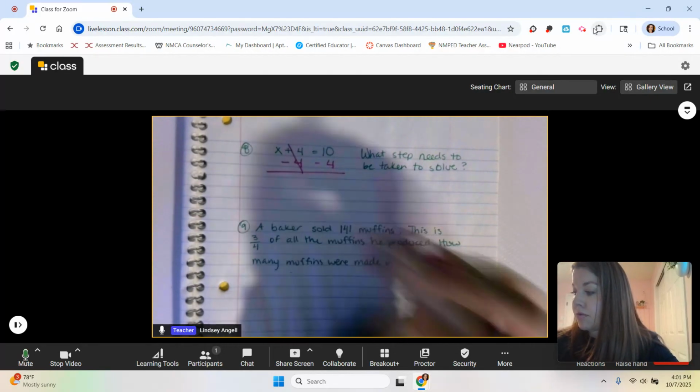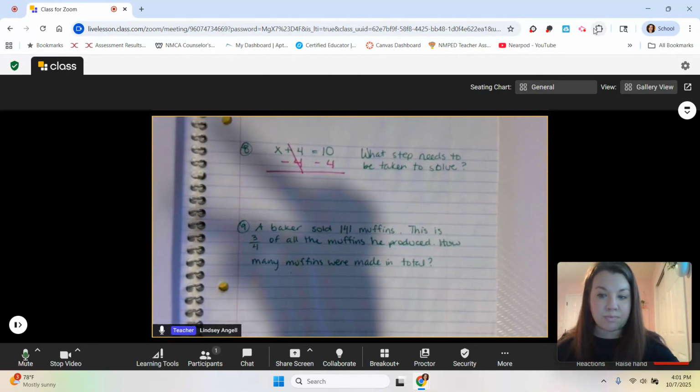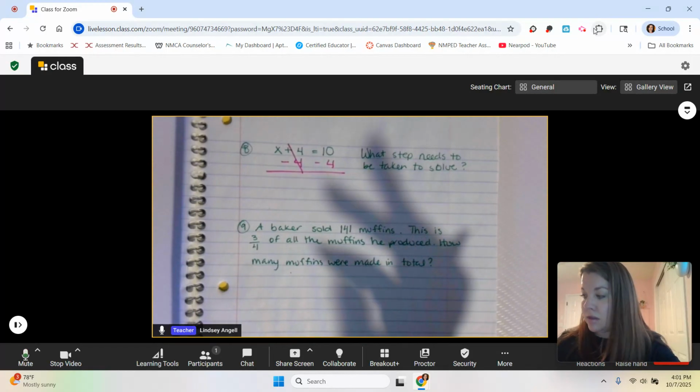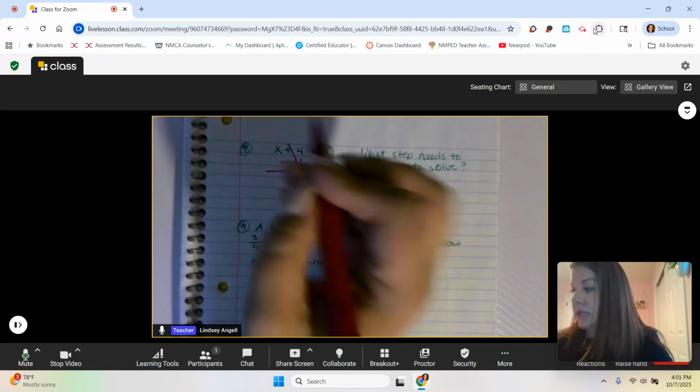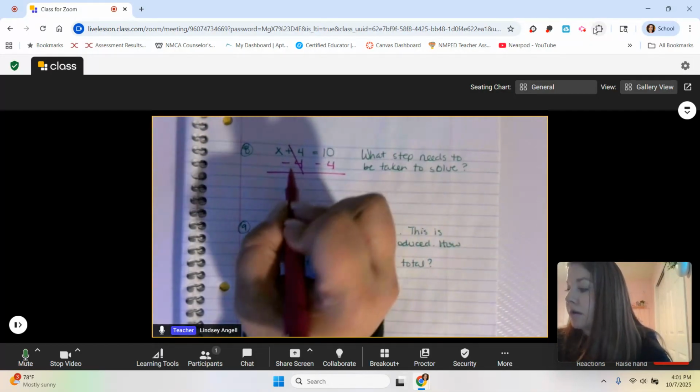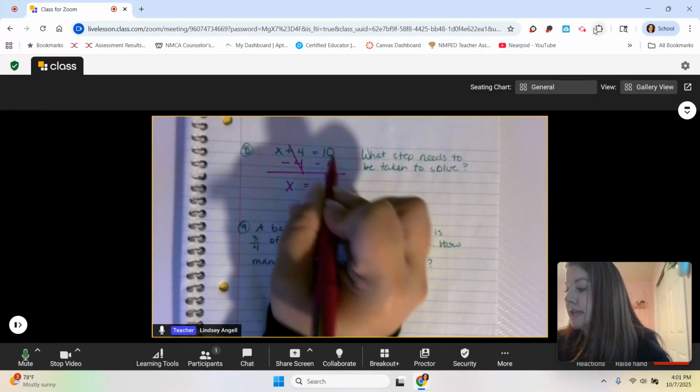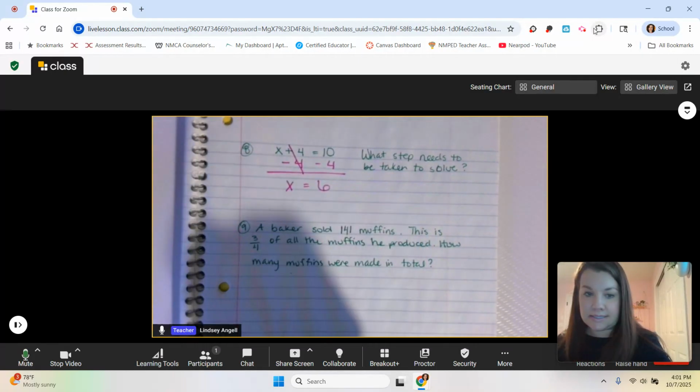Okay, now in your test, it's going to be a different operation. If you see multiplication in the problem, that means you need to do division. If you see division in the problem, that means you need to do multiplication, and so on, right? It's always the opposite. 4 minus 4 is 0, so I'm left with x, and then 10 minus 4 is 6.